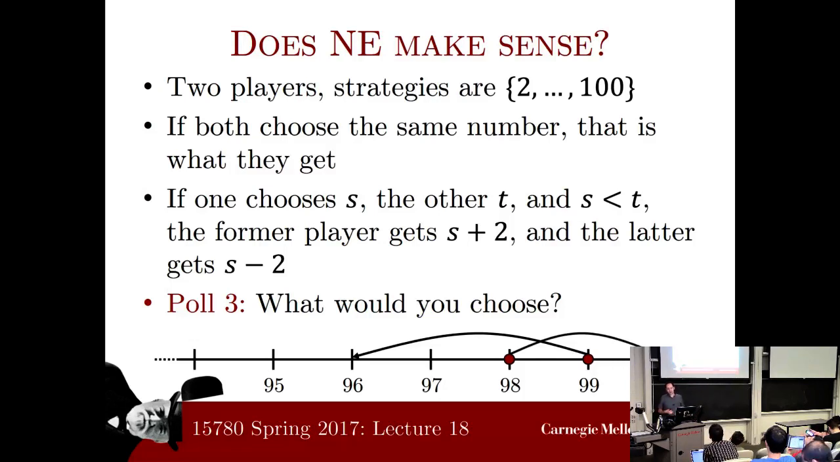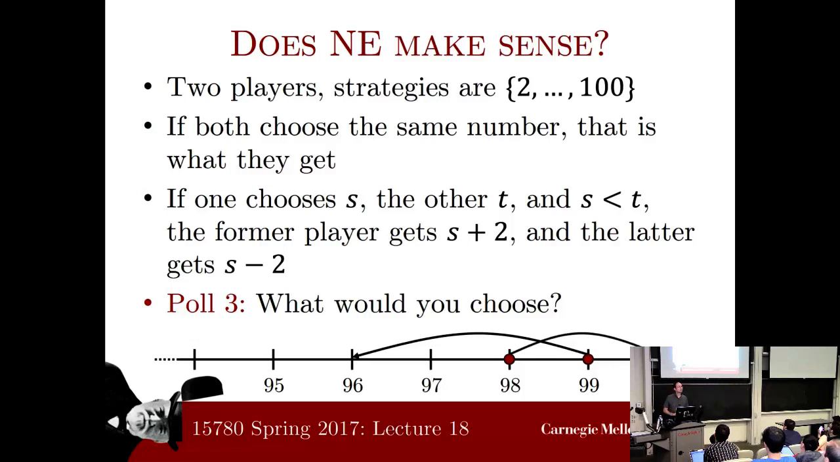So here's the game. We have 2 players, and the strategies are the integers 2 to 100. Every player chooses an integer between 2 and 100. Now the rules are, if both choose the same number, they both get that number. If one chooses s and the other t, and s is smaller than t, so if they choose different numbers, then the one who chose the smaller number s gets s plus 2, and the one who chose the larger number t gets s minus 2. So if s is smaller than t, s gets s plus 2, t gets s minus 2.